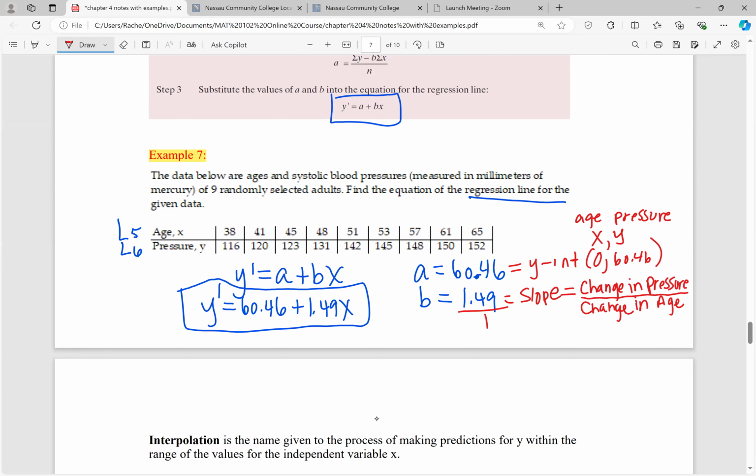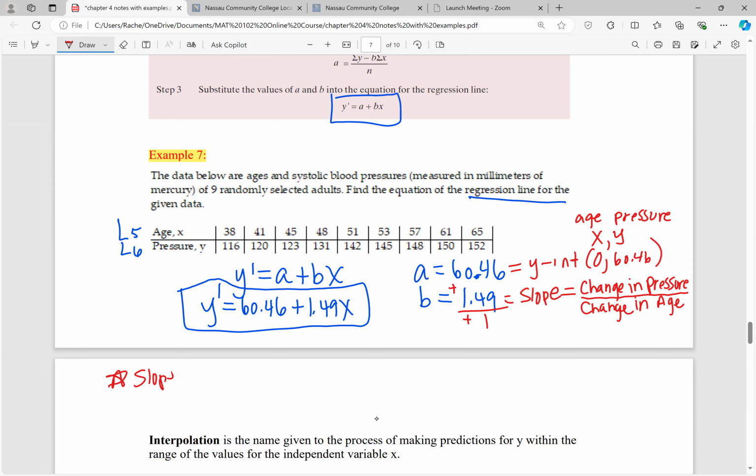So what this is saying, both are positive, right? Which makes sense because the line is increasing. So for every 1 year that we increase in age, so for every 1 year that we get older, we expect our pressure to go up, right? The systolic blood pressure increases. Well, by how much? 1.49 units. And that's how we interpret the slope.